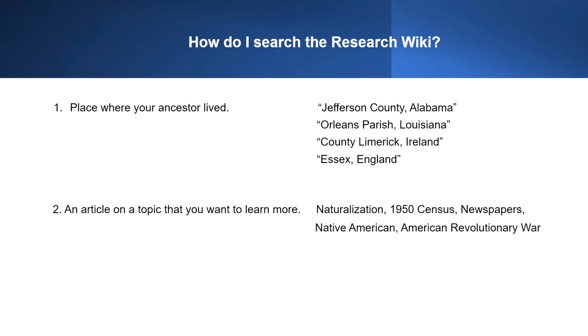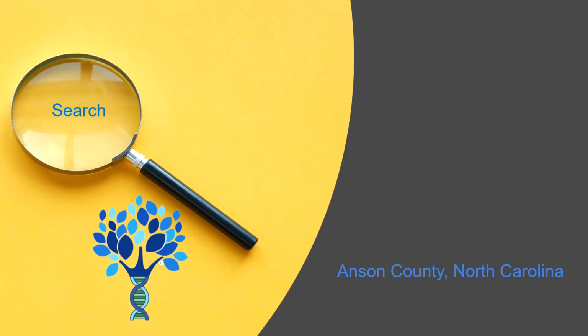Sometimes, for example, in Virginia, there is an independent city, like Richmond, Virginia. Then you would enter Richmond, Virginia. No matter where you are researching in the world, you want the smaller location, not the country at first. Okay? The second way you can search is by putting in your topic: naturalization, 1950 census, newspapers, Native American, American Revolutionary War.